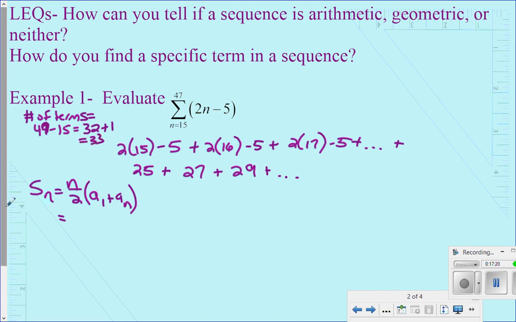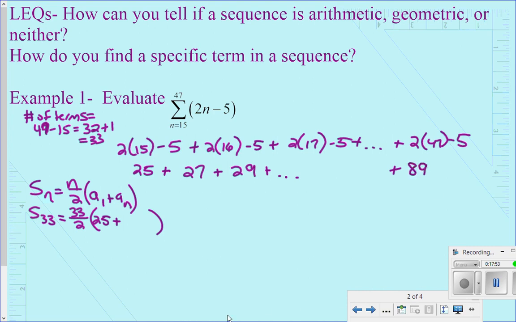So there are 33 terms, which means S sub 33 is 33 divided by 2 times the quantity of A sub 1, which is the first term. I already know that it's 25, plus the last term I don't know yet, but I'm going to figure that out now. So hopefully you remember from yesterday, to get the last term, I'm going to substitute the upper index into the equation. So 2 times 47 minus 5 is going to give me 89.